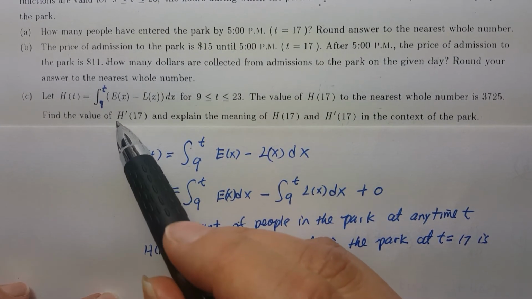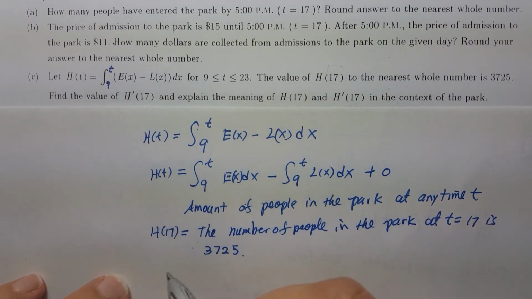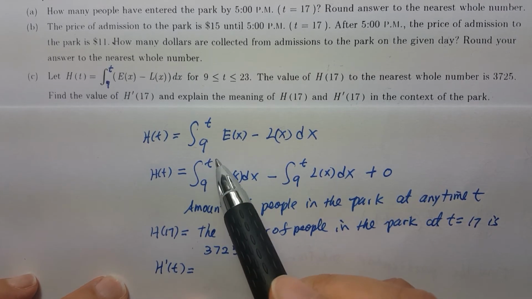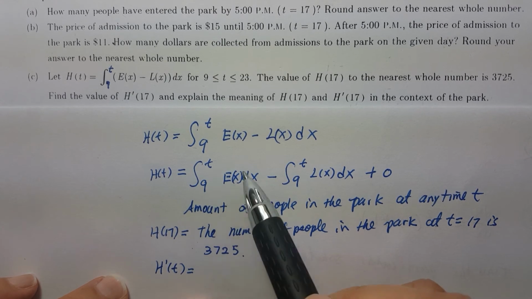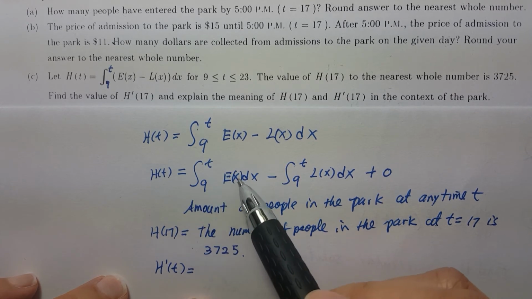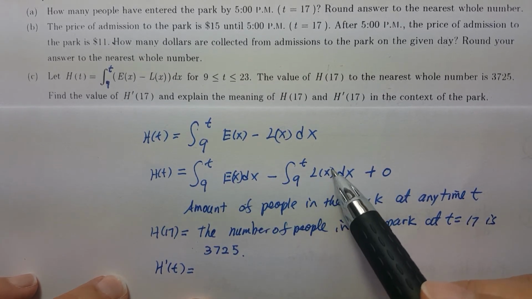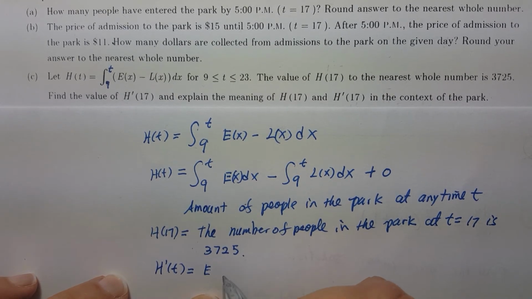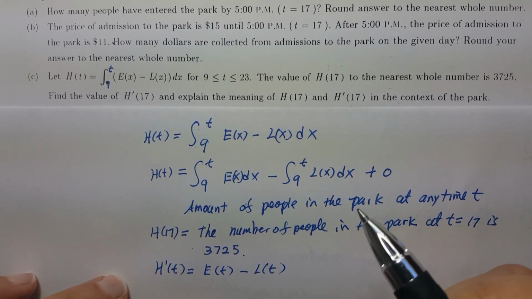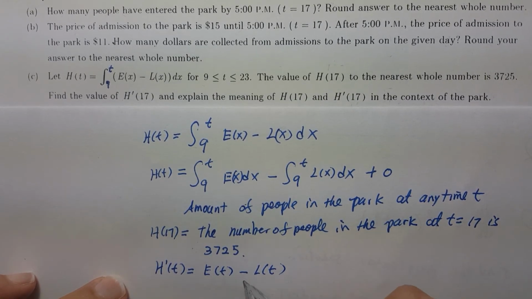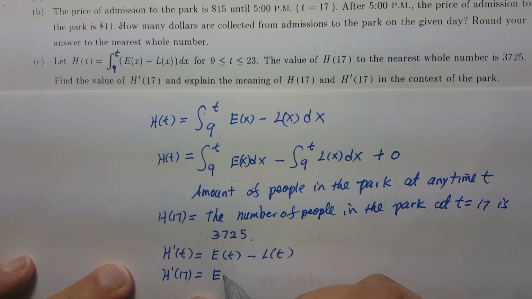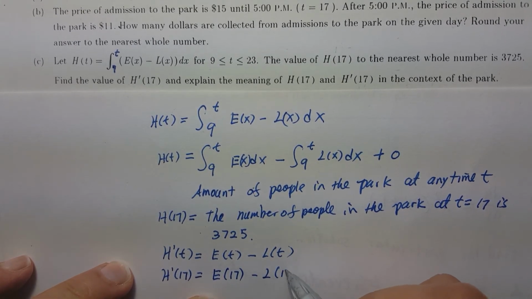So next we have to find h prime of 17. Before we find that, we have to find h prime of t. If you remember, h of t is the amount going in, the amount going out, and plus the initial amount. So when you find the derivative of this, it will be e of x and l of x. So it's going to be e of t minus l of t after we substitute the x by t, the rate in minus rate out. So now h prime of 17 will be e of 17 minus l of 17.